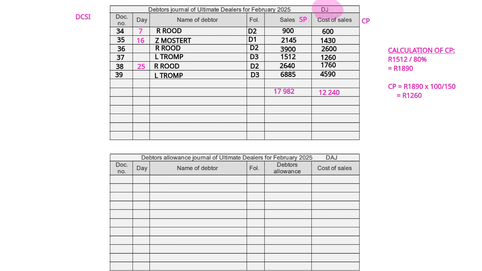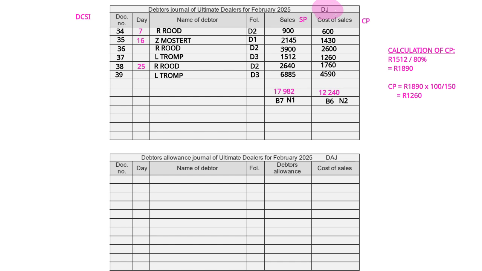Sales goes together with debtors control and sales. So debtors control we know is B7 and sales is N1. Cost of sales goes hand in hand with cost of sales and inventory. So cost of sales is N2 and our inventory account is B6.